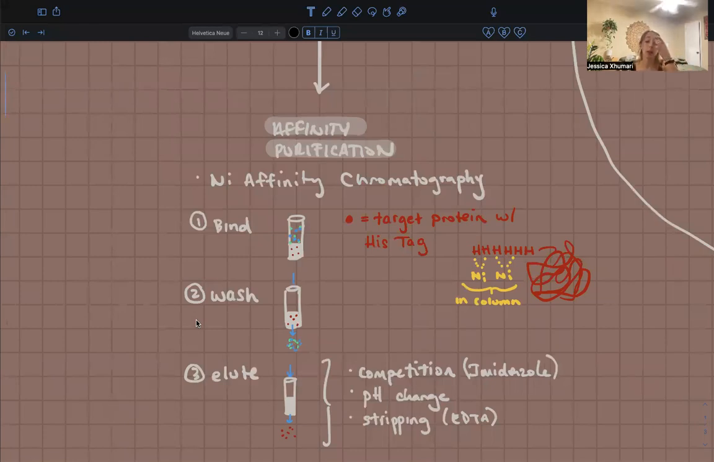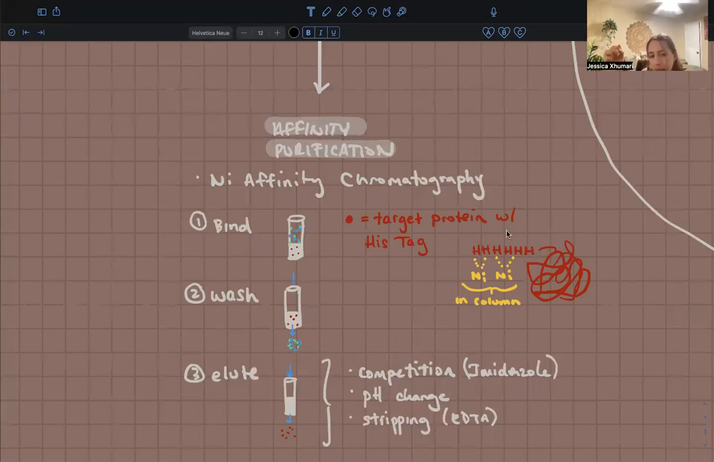And the first step here is to bind our protein to our column, right? That has nickel in it in this white segment here. Sorry, in red, we have our target protein and it has a his tag. So this protein here in red has this his tag.